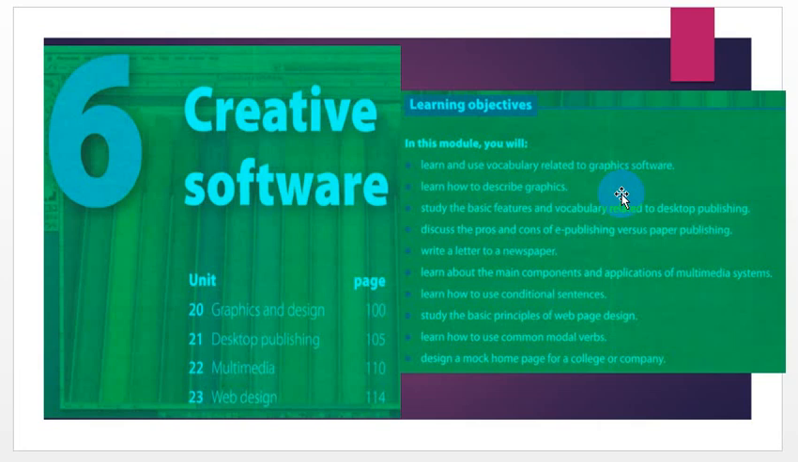you are able to learn how to use conditional sentences in the grammar section, and you are able to study the basic principles of web page design, and you are able to learn how to use common modal verbs in the grammar section, and you are able to design a mock home page for a college or company. And this is your profession, you are creative, and you can do what you should do in computer designing.